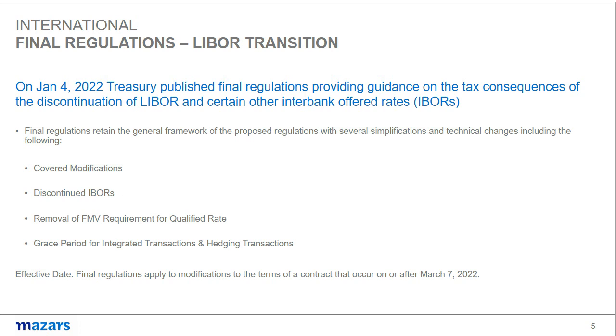There's also a grace period that was put in the final regulations, a 90-day grace period for integrated transactions and hedging transactions, where you might have a mismatch, where one component was modified and another was not yet. That grace period prevents the mismatch from being treated as legging out. These final regulations are going to apply to modifications to contracts where the modification takes place on or after March 7th of this year.